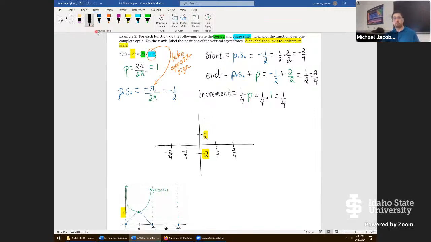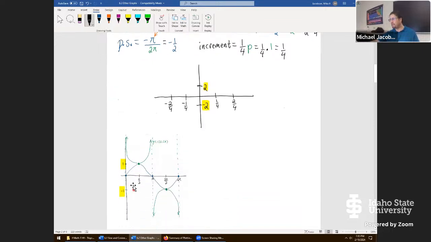Okay. Next thing we're going to do is not plot the sine wave. That's helpful for starting out, but we're focusing more on cosecant. But what we do know is we will start on a vertical asymptote. There it is. There'll be a vertical asymptote in the middle and a vertical asymptote on the end, each and every time.